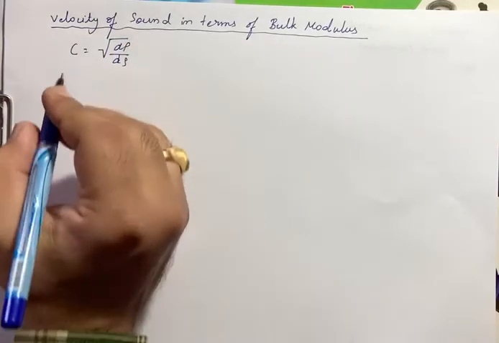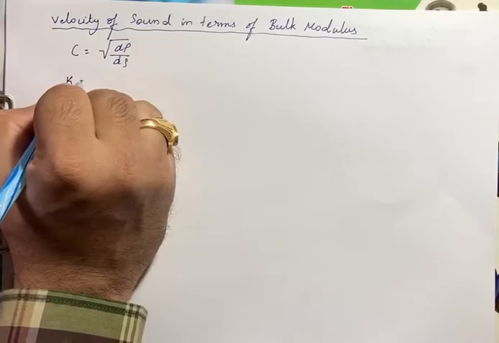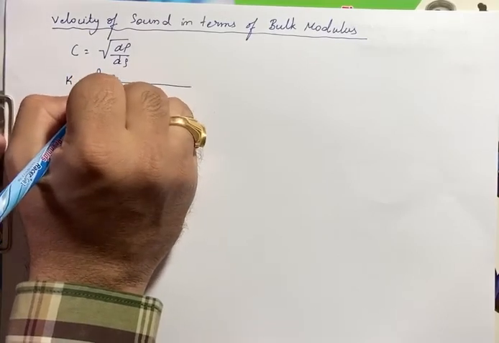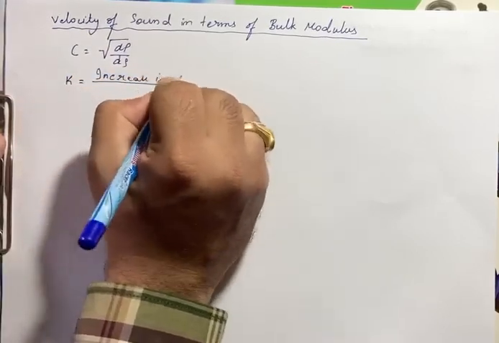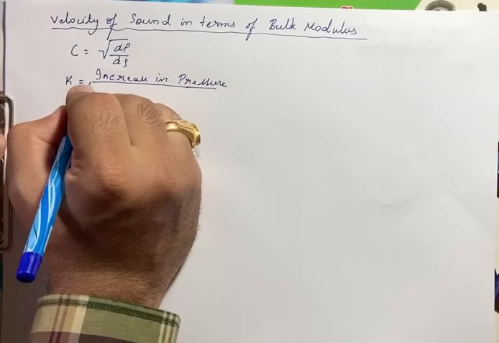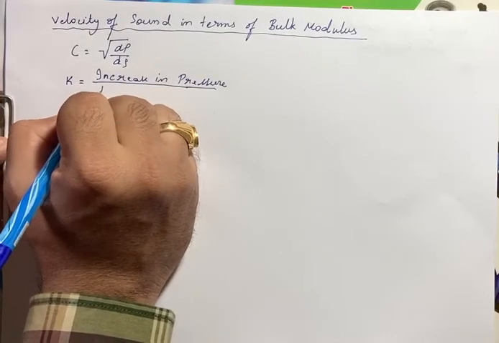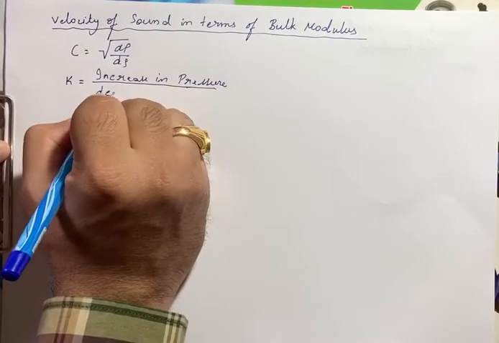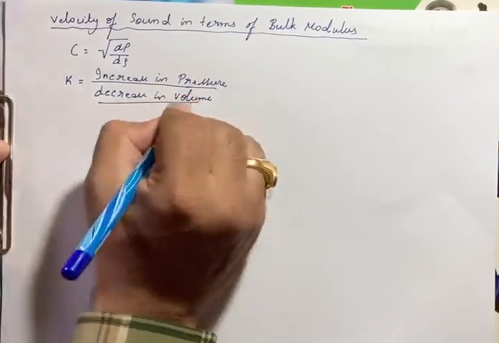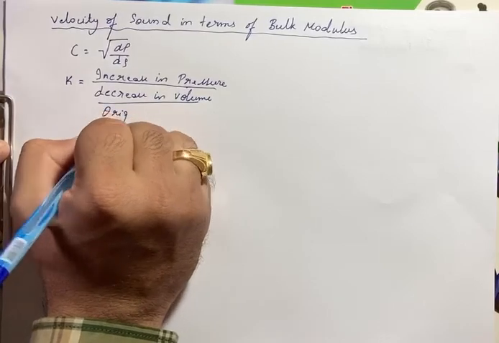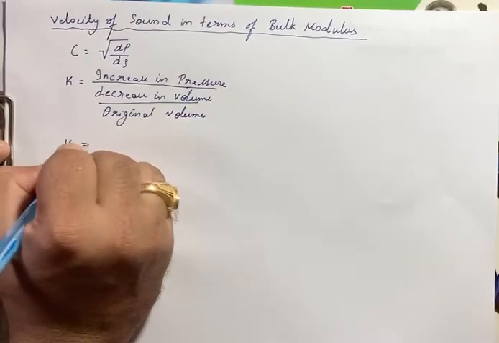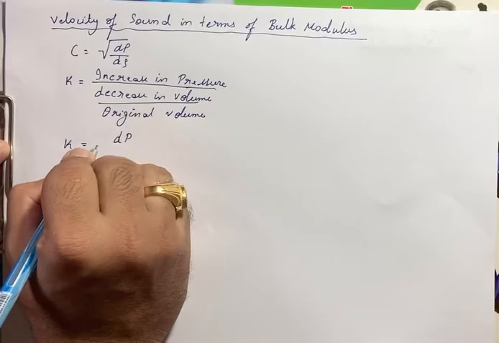in this video we are going to discuss the velocity of sound in terms of bulk modulus. What is bulk modulus? K represents the bulk modulus. It is the ratio of the increase in pressure divided by the decrease in volume divided by the original volume, right? Change in volume by original volume.